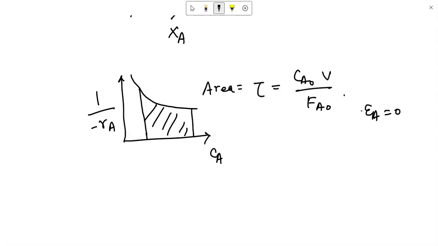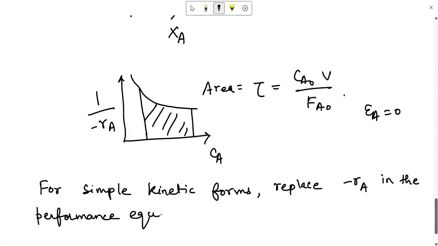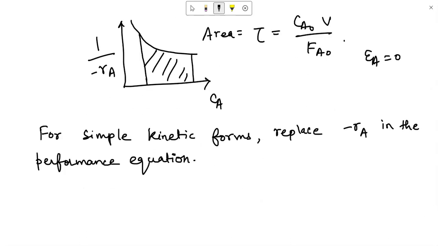Now, for simple kinetic forms, you simply replace minus rA in the performance equation, and you can derive the final expression. You can use that to calculate the reactor volume that you require for the process. We will understand that through an example.